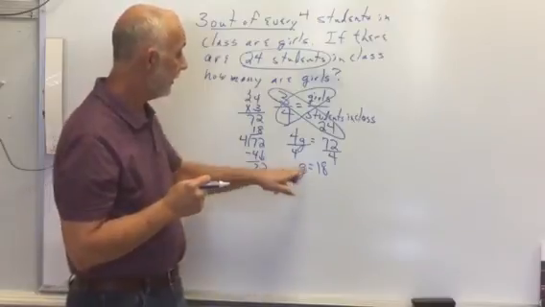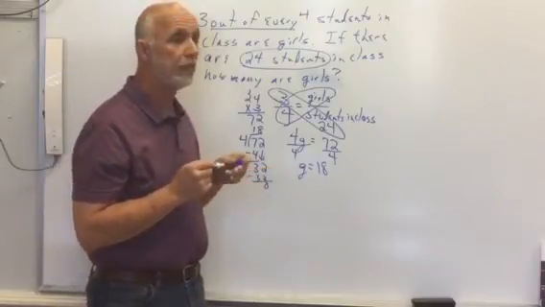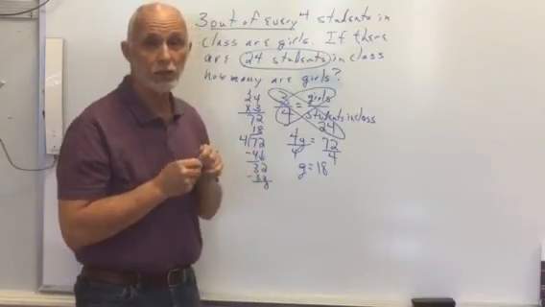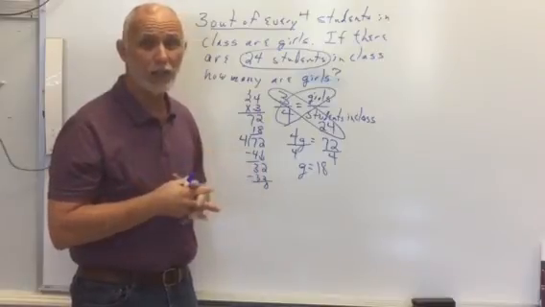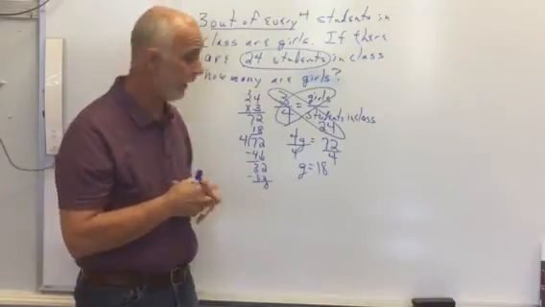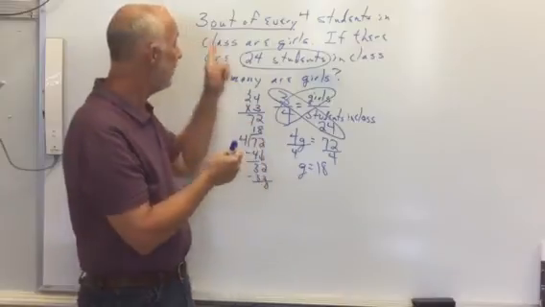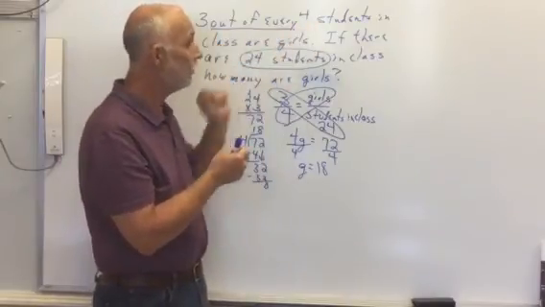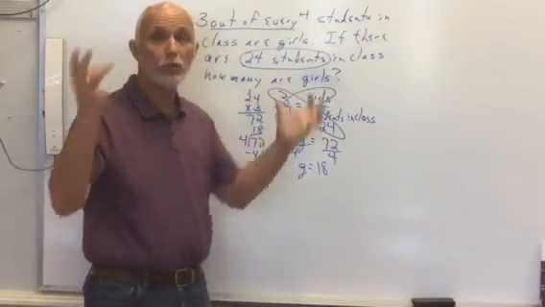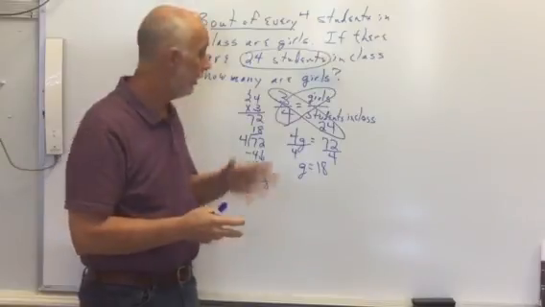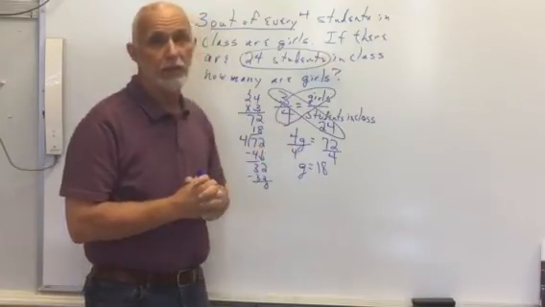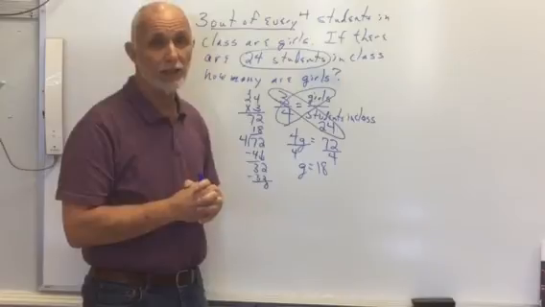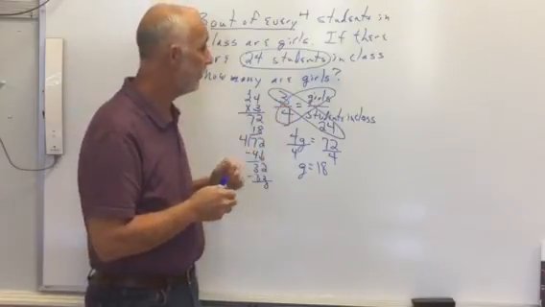And finally, does that make sense that 18 students in class are girls? That's an awful lot of girls, but it does make sense. Why is it so many girls? Because 3 out of every 4 students in class are girls. That means most of the students in class are girls. So 18 students are girls makes sense. And that's the answer to your problem.